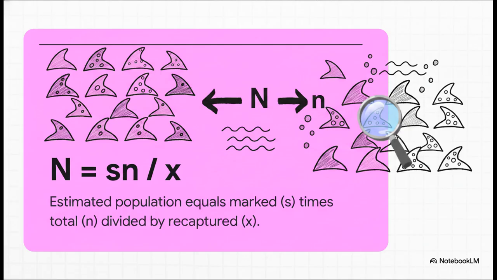Out on the boats during their first trip, researchers photographed 180 distinct dorsal fins. That's our first group, S. Then they waited, they let the dolphins swim, let them mix around, and they went back out a few weeks later. On that second trip, they encountered 44 dolphins in total. That's N. Out of those 44, they recognized 7 familiar fins from their very first trip. That's our recaptured number, X. So we take 180, multiply it by 44, and divide by 7.